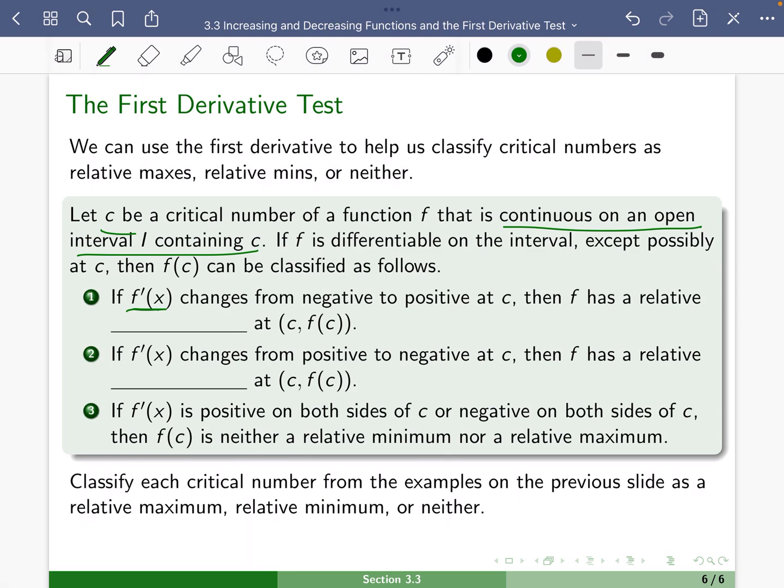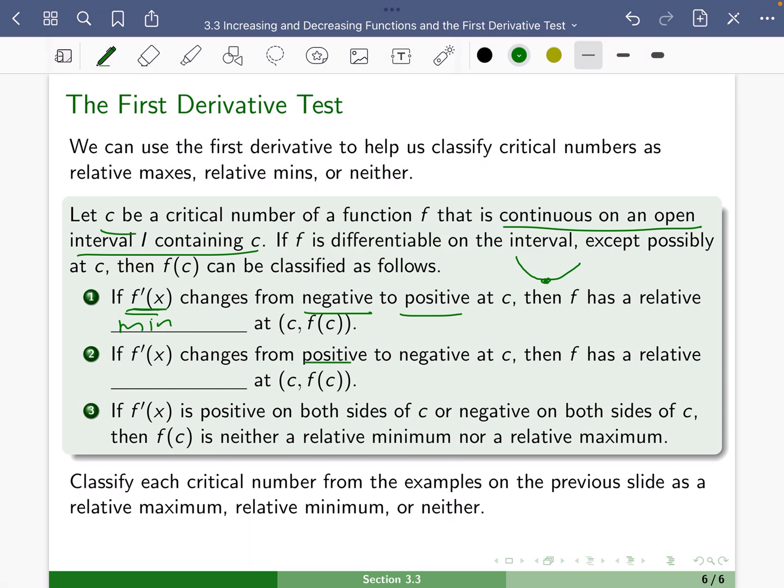classified as follows. If the derivative changes from negative to positive, then what does that tell us about the function? Well, it tells us it's moving from decreasing to increasing. If that happens, we must be at the bottom of that valley. We must be at a minimum, and there's a relative minimum at this point.